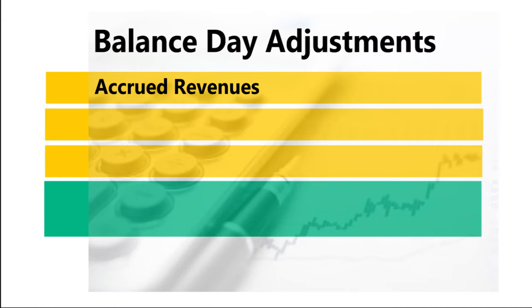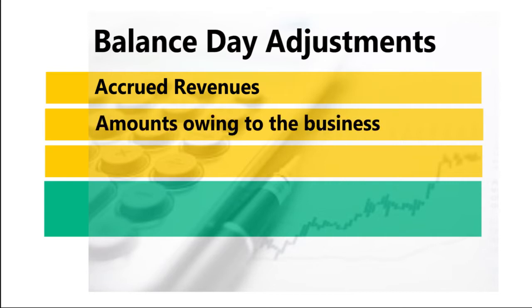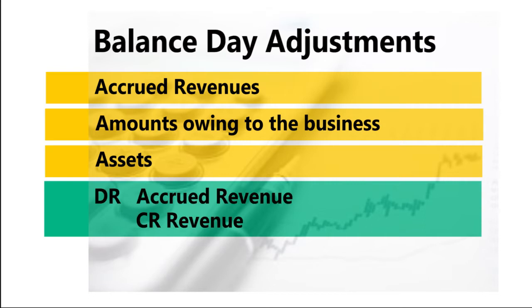Our third balance day adjustment, we have accrued revenues. These are revenues which have been earned but not yet been received, or you can say amounts owing to the business. Therefore, students will determine they are assets, so they have to debit the accrued revenue and credit the revenue account. And examples for this one are accrued interest or accrued dividends.